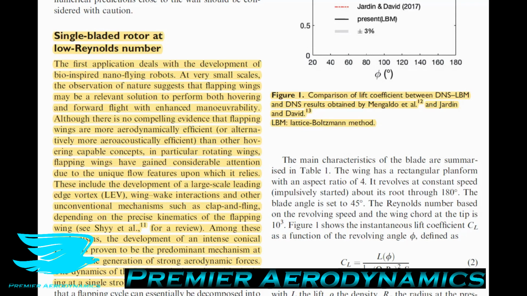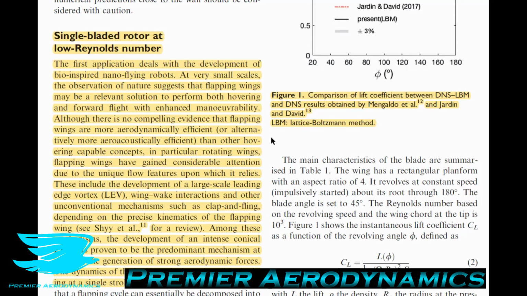They say that although there is no compelling evidence that flapping wings are more aerodynamically efficient than other hovering-capable concepts, in particular rotating wings, flapping wings have gained considerable attention due to the unique flow features upon which it relies. Now, I would sort of disagree with this. I think there is significant evidence indicating that flapping wings are more efficient and better.